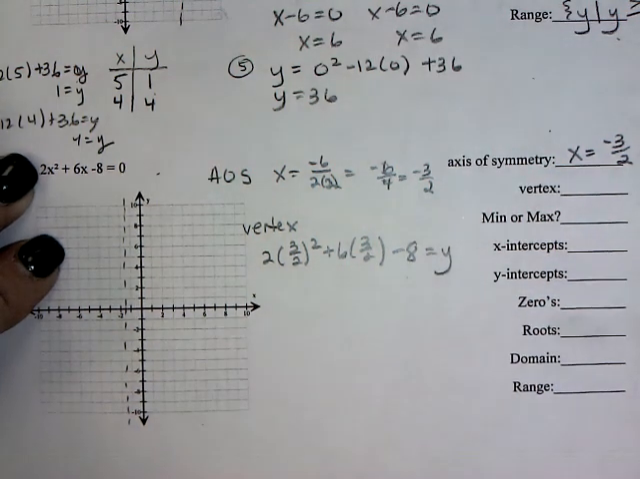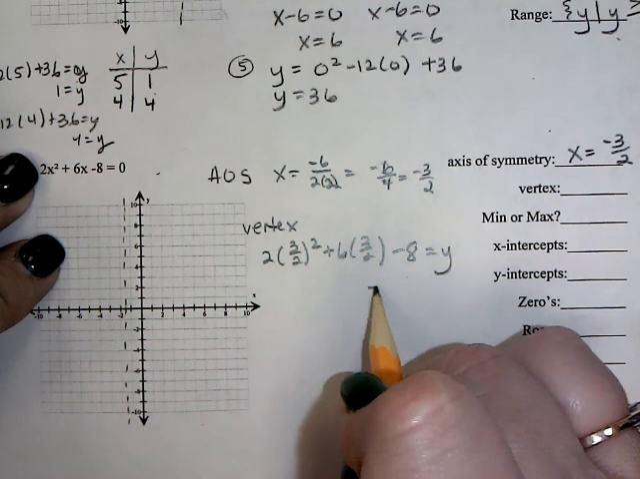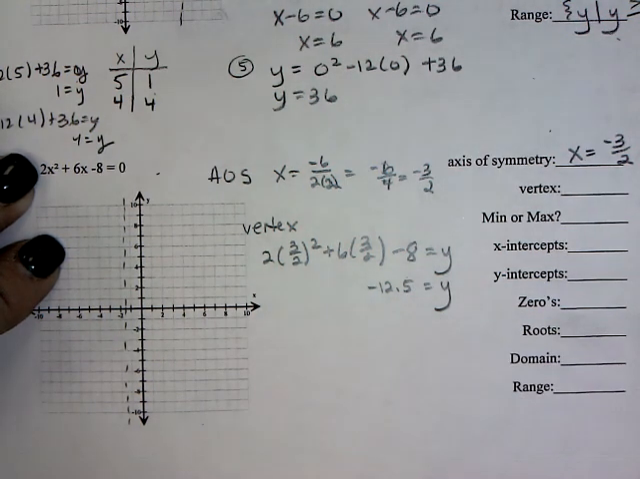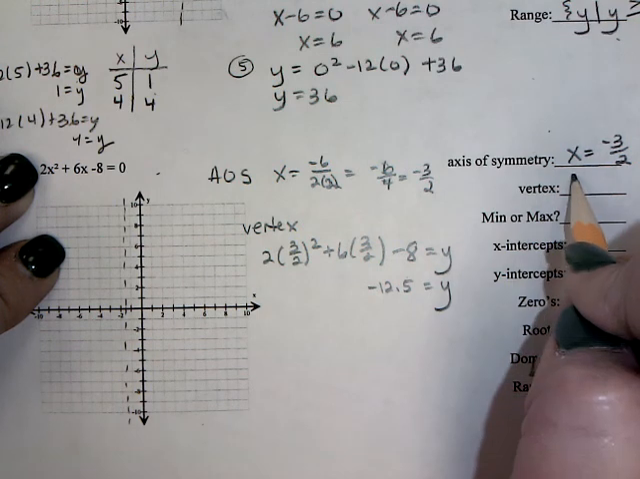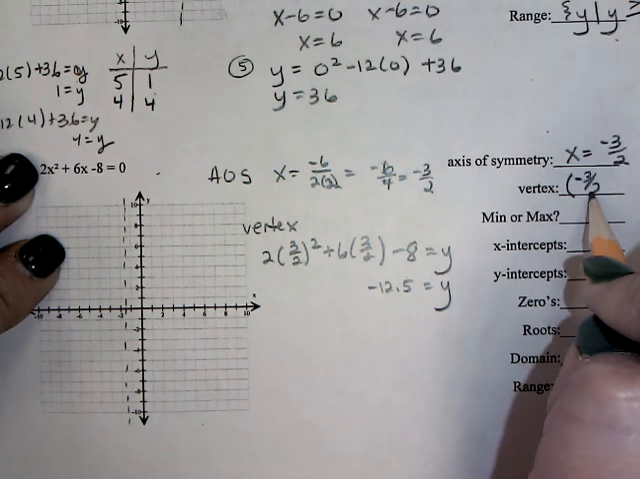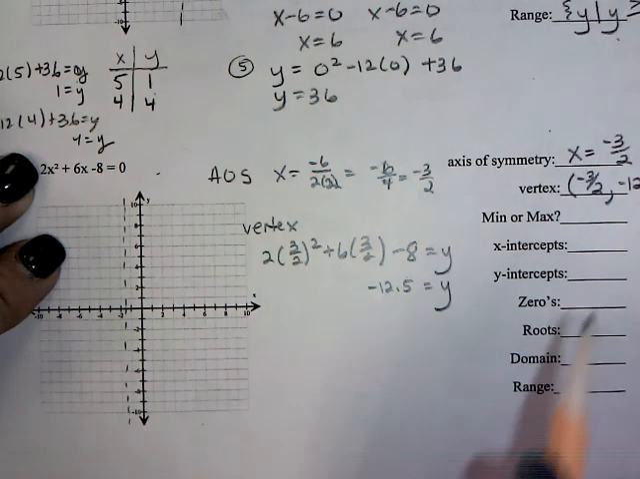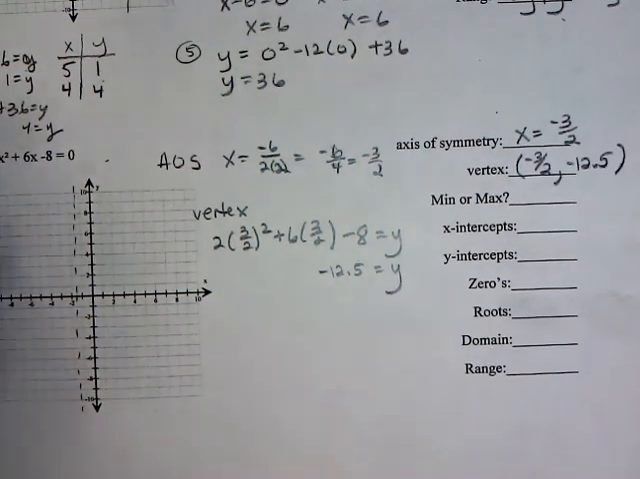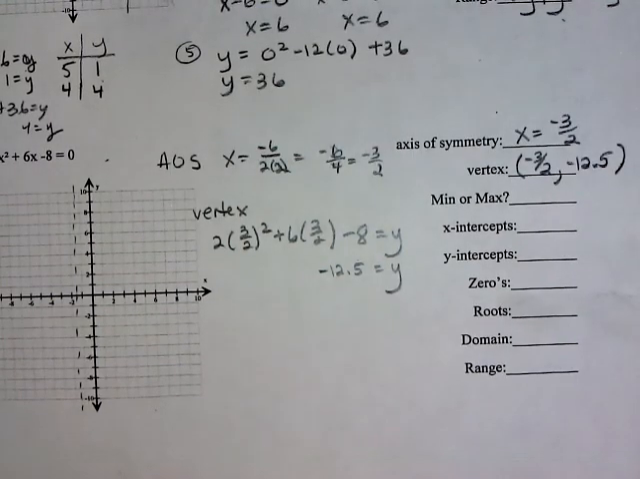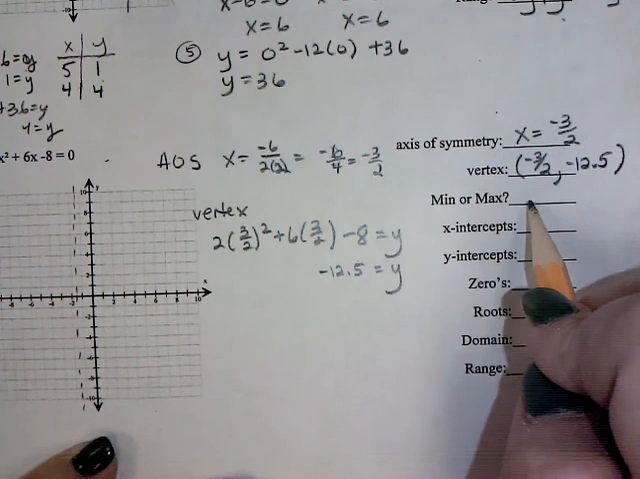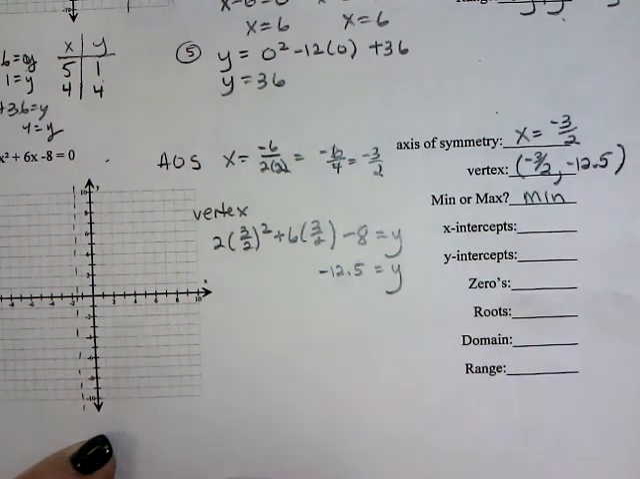And when I plug it all in and I get my answer, I actually get negative 12.5 equals my y value. So my vertex is my x, which is negative 3/2, and my y, negative 12.5. Do I have a max or a min? Well, I have a positive coefficient on my a, so it's a minimum.